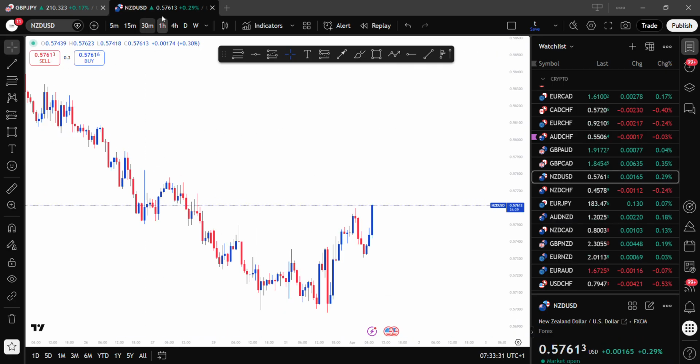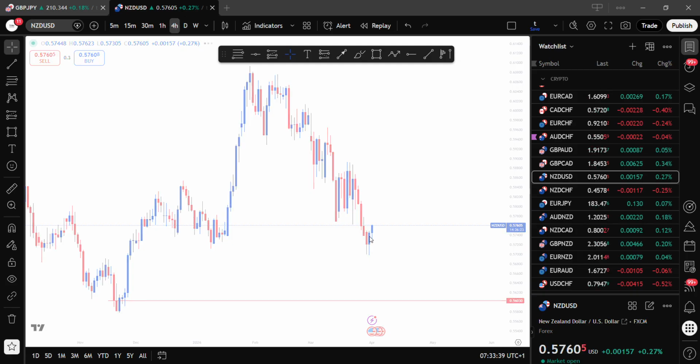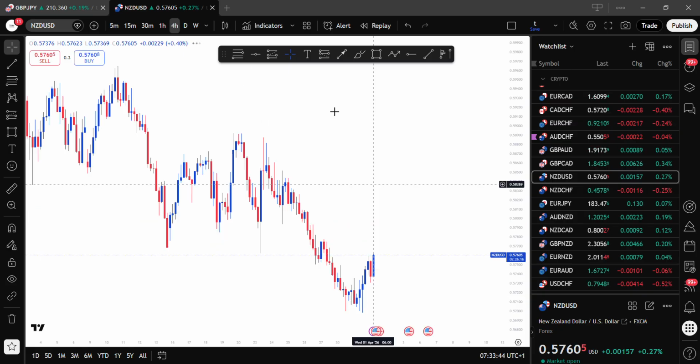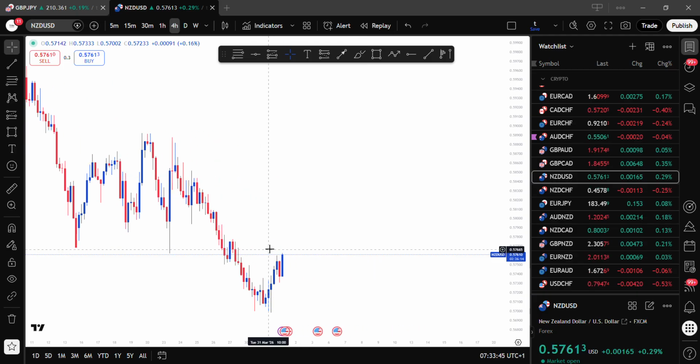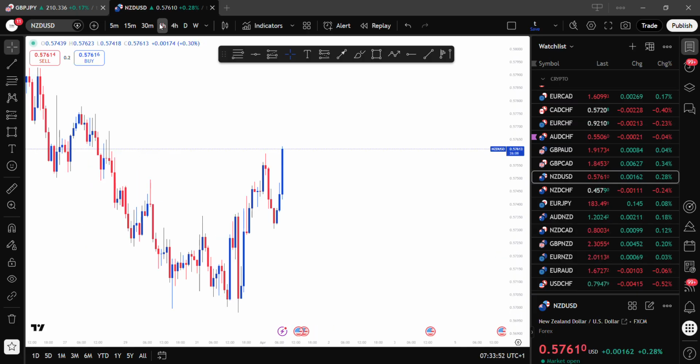On NZD USD, if you check the daily time frame, the market seems to be dumping to this point, and a buy will start happening from there. On 4 hours, you can see more sells should happen. Then on 1 hour, there's no entry for now. Let's just keep waiting and see what happens.